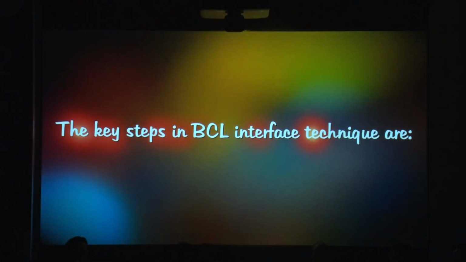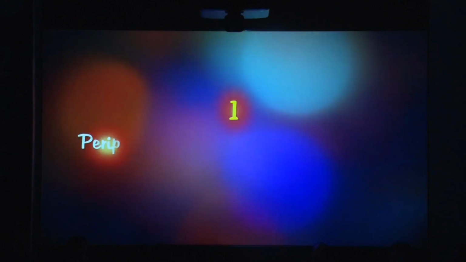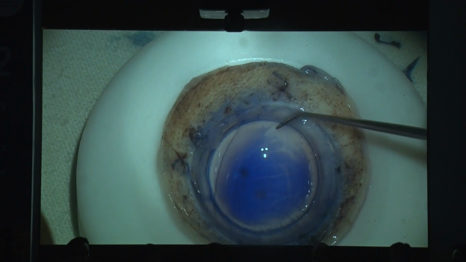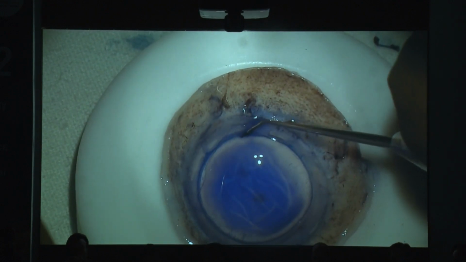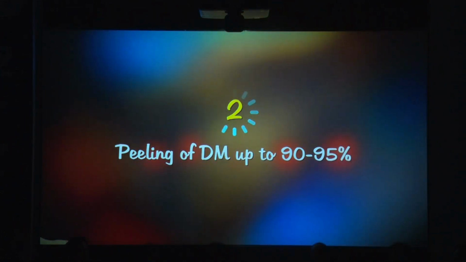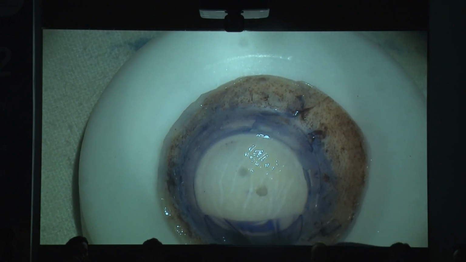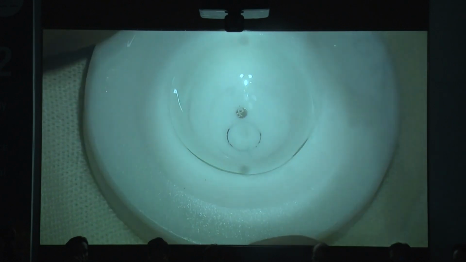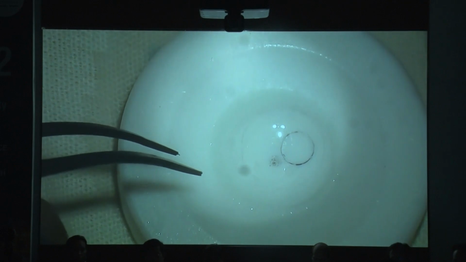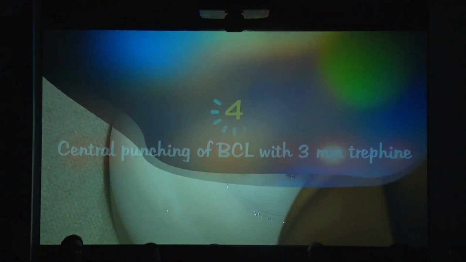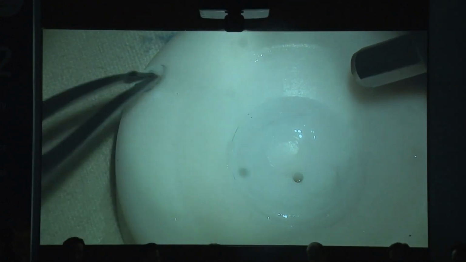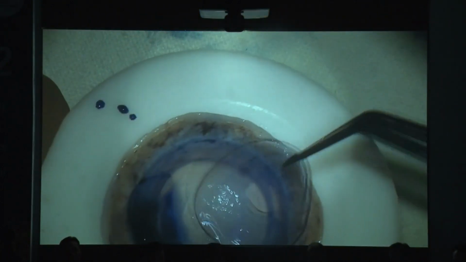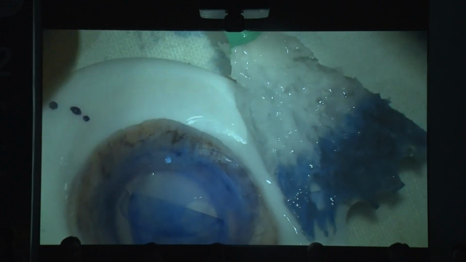The key steps for this BCL interface technique in DMEK graft preparation are: complete 360-degree loosening of the DM with a fine elevator-like instrument, peeling of the DM endothelium complex up to 90 to 95%, which is more than what is done conventionally, sizing of the BCL to 12 mm for better air trapping, central punching of the BCL with a 3 mm trephine, placement of this windowed BCL between the stroma and then careful flotation of the DM endothelium over it.